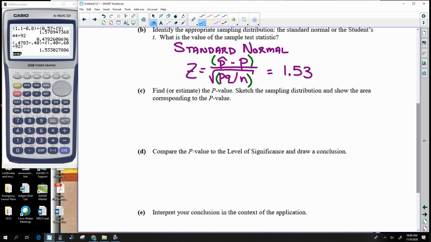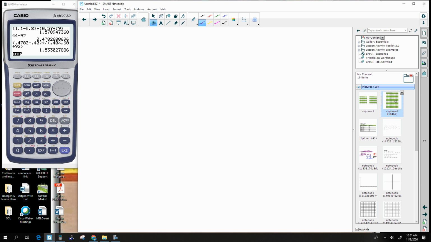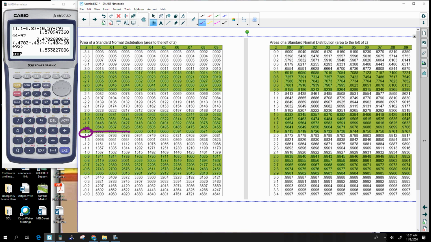From here, I turn this into a p-value. P-value is based upon the z answer that I just got, and that was a z of 1.53. You always look it up as a negative. So here I go to the z table and look up negative 1.53. Negative 1.53 gives 0.0630.